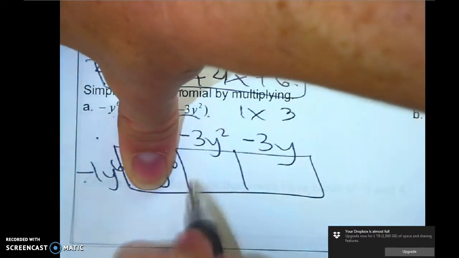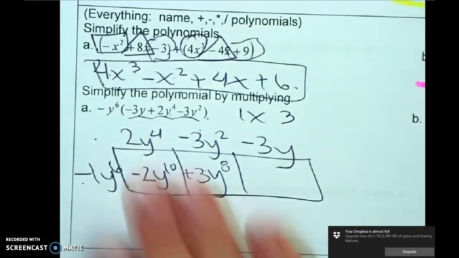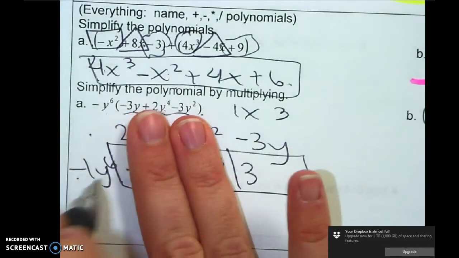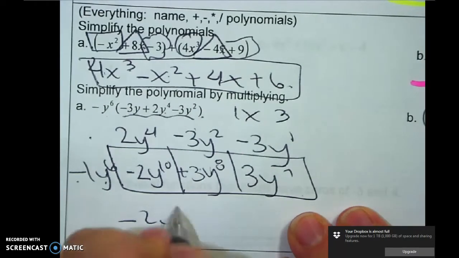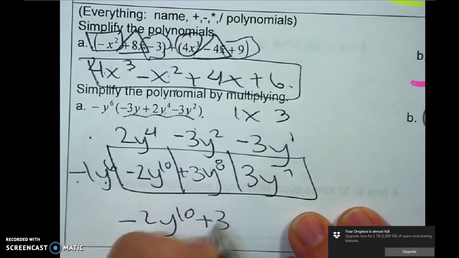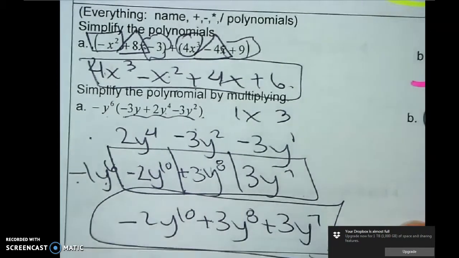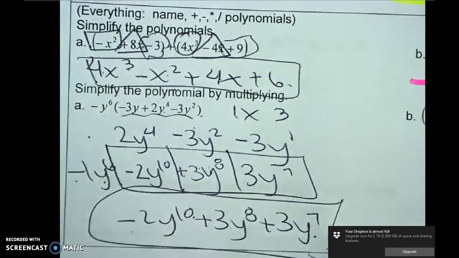Now I'm going to do the next one. -1 times -3 is +3. Y, I have 6 and 2, that make 8. Cover those two. -1 and -3 gives me +3. 6 y's and 1 y gives me 7 y's. I'm going to rewrite it, and it's nice because I already put it in standard form, so I don't have to worry about that now. This is a trinomial, degree 10, leading coefficient -2 in standard form. Let's go to the next one.